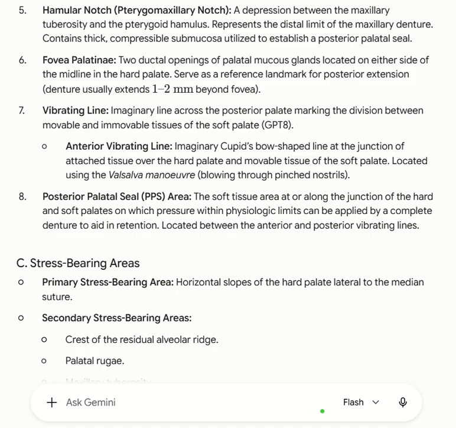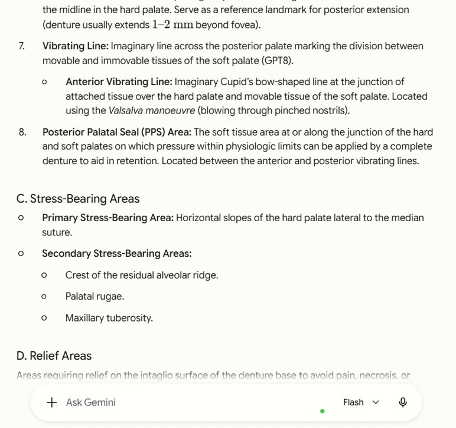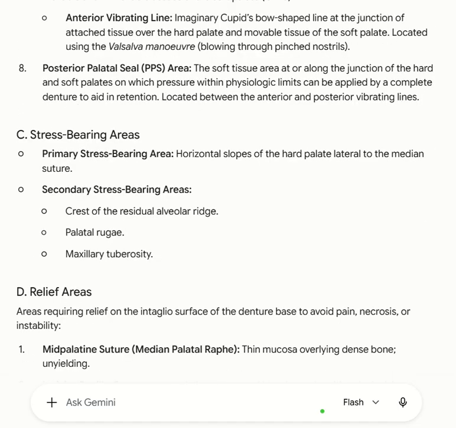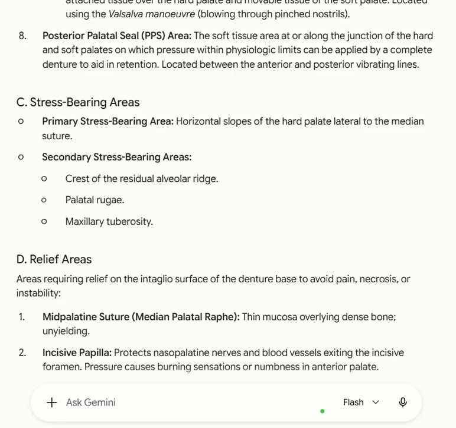Posterior palatal seal, PPS, area. The soft tissue area at or along the junction of the hard and soft palates on which pressure within physiologic limits can be applied by a complete denture to aid in retention. Located between the anterior and posterior vibrating lines.